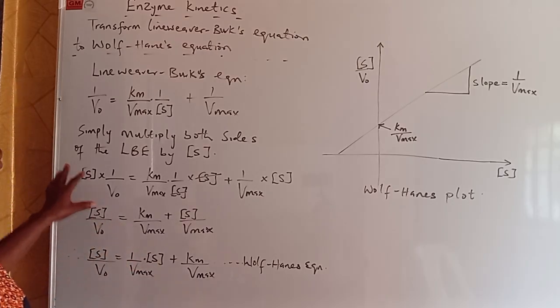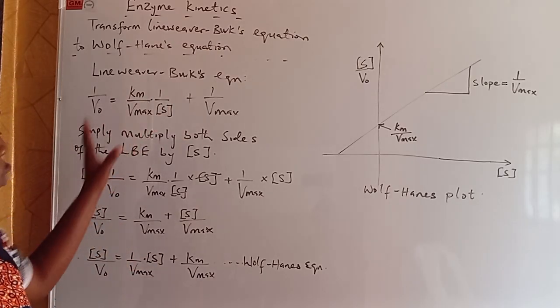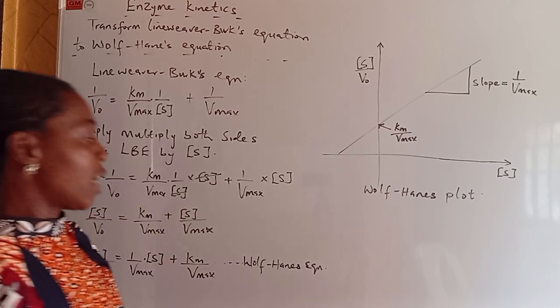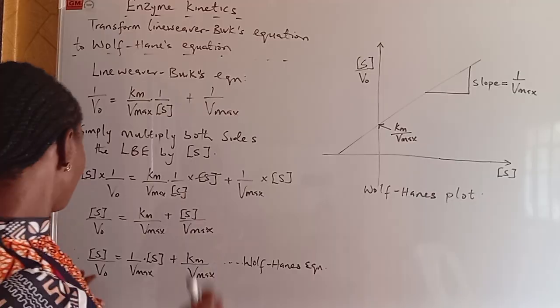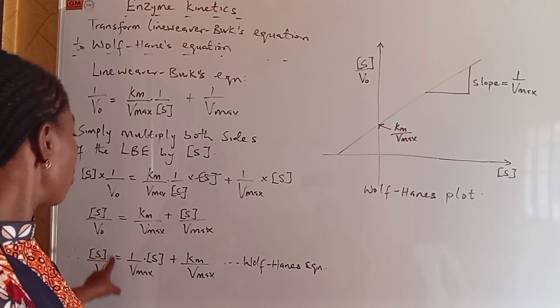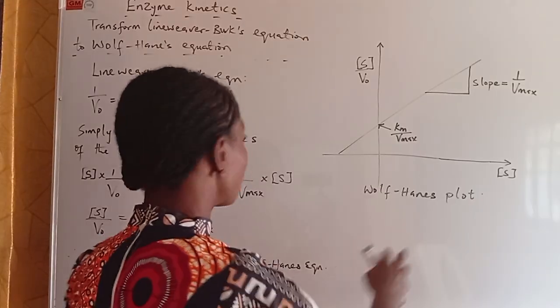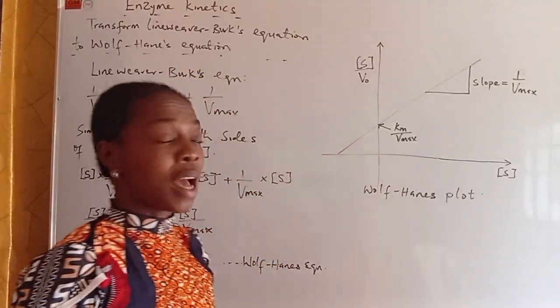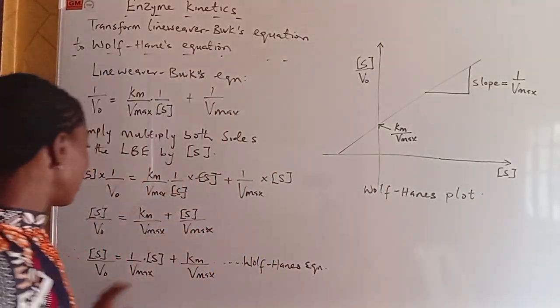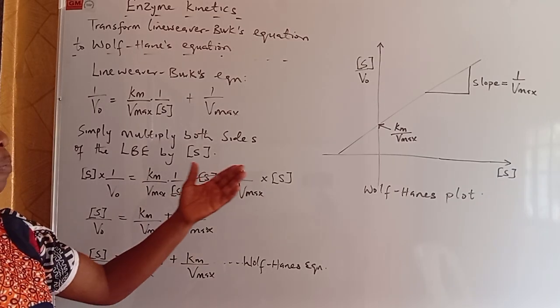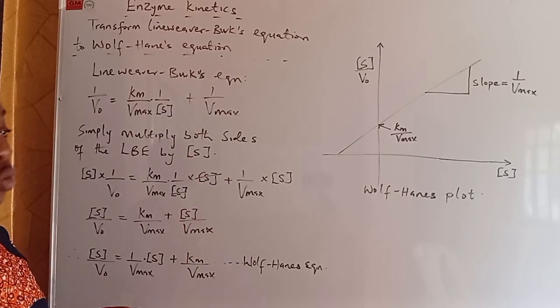So simply, to convert the Lineweaver-Burk equation to the Hanes-Woolf equation, all you need to do is multiply through the LBE by substrate concentration. So on the graph, you plot substrate concentration over initial velocity on the y-axis, and you have substrate concentration on the x-axis. And then, as usual, looking at the equation, you should tell what will be the intercept on the y-axis and what will be the slope.